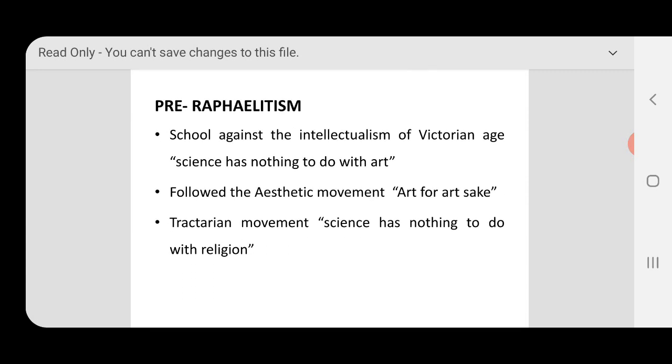Pre-Raphaelitism was a school, an intellectual movement of the Victorian age. It proclaimed that science has nothing to do with art. It is named as art for art's sake. The Pre-Raphaelite movement was an artistic movement. It wanted to revive the glory of art and architecture, especially it gave importance to paintings, and it gave importance to the painters who lived before Raphael.